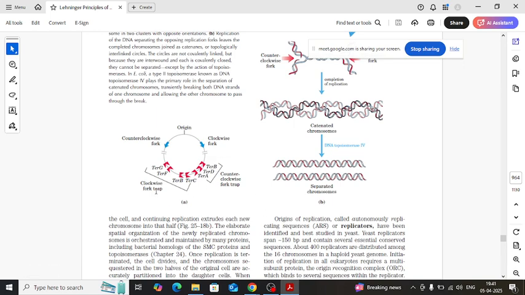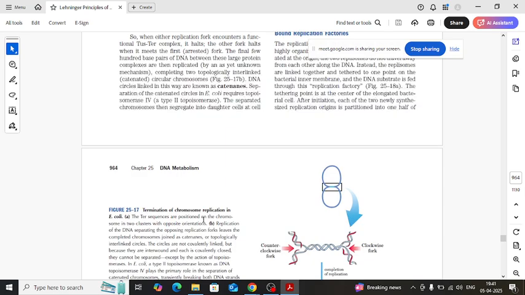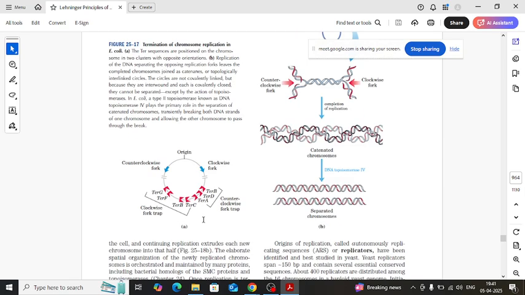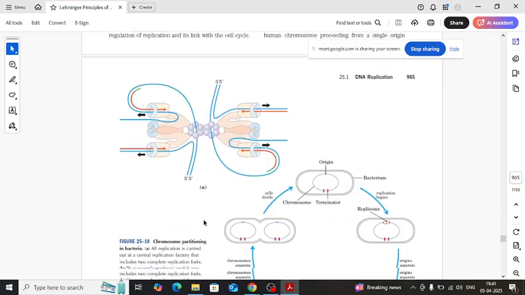So two circular plasmids will be produced. So that's how the DNA replication will be terminated, right?